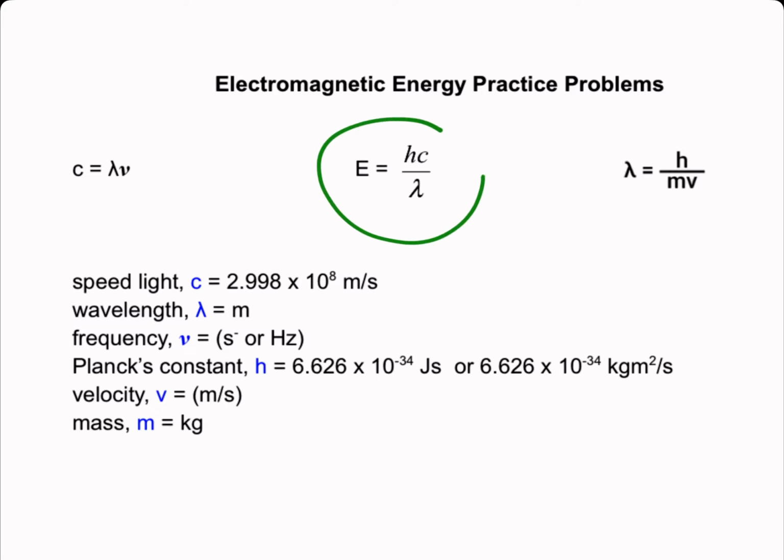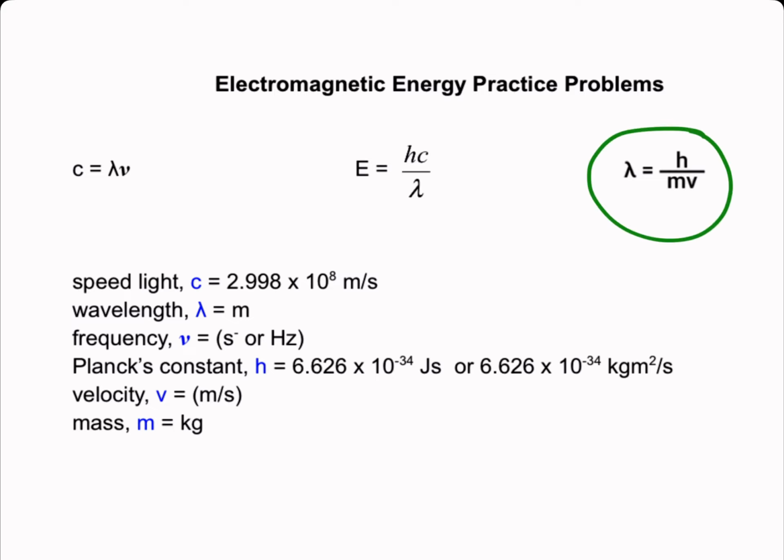The second formula is energy equals h times c over lambda. h is Planck's constant, 6.626 times 10 to the negative 34 joules times second. c is the speed of light, and lambda should be in meters. So when the units cancel out, energy should be in joules.